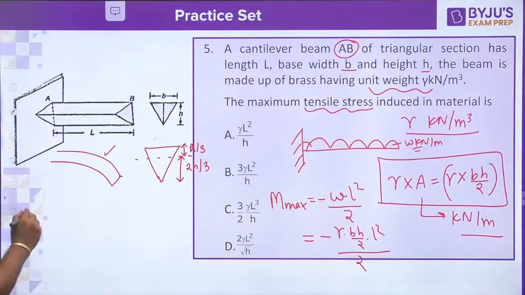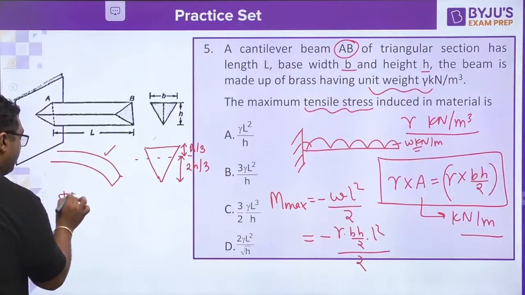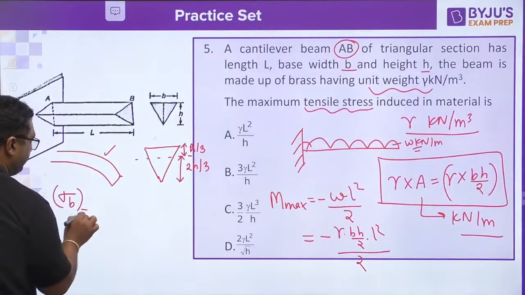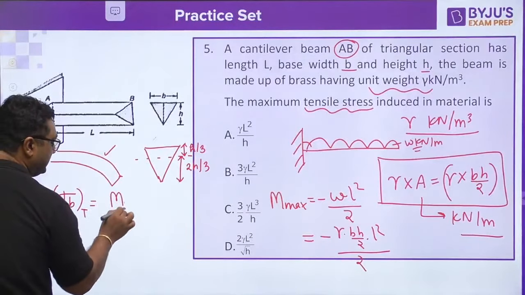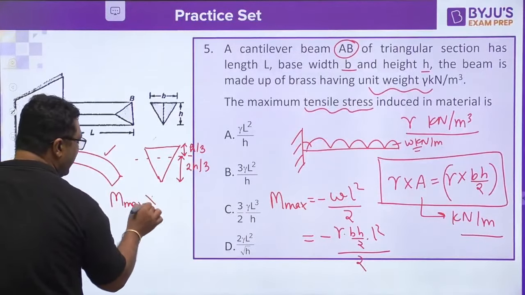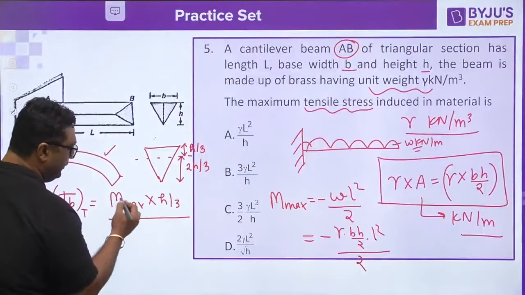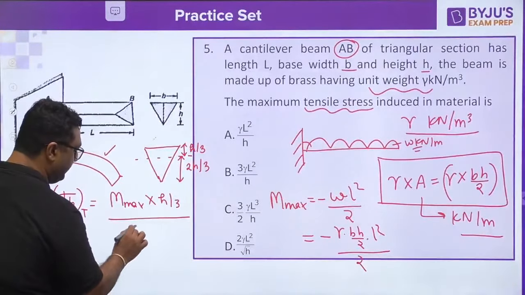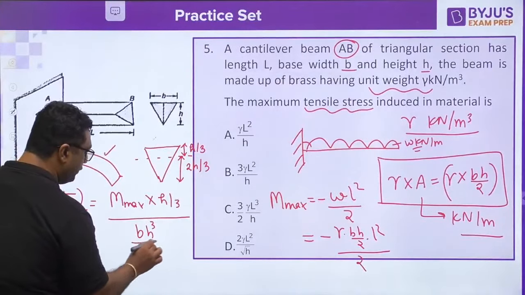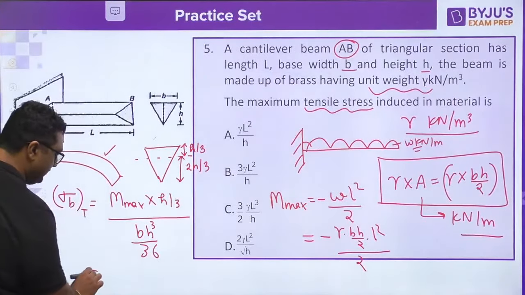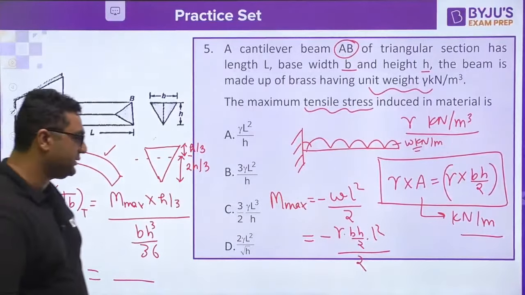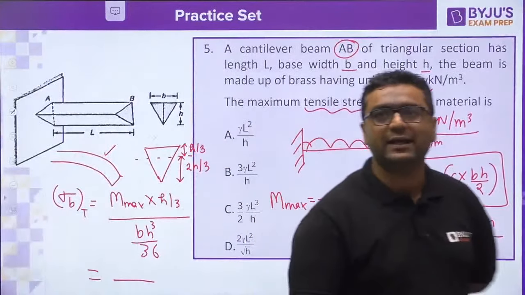Then after getting the maximum bending moment, you can find out the maximum tensile stress. M maximum, distance is going to be H by 3 for the top fiber, then you will put INA, that is BH cube upon 36. This will give you the value of tensile stress. What are you getting, guys?